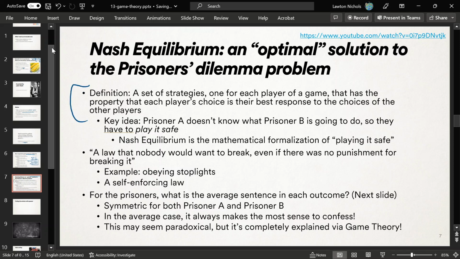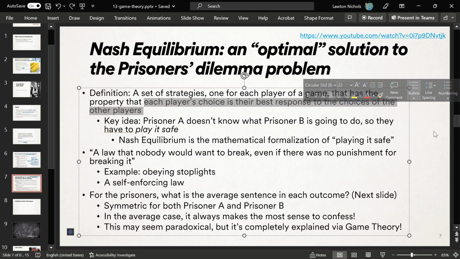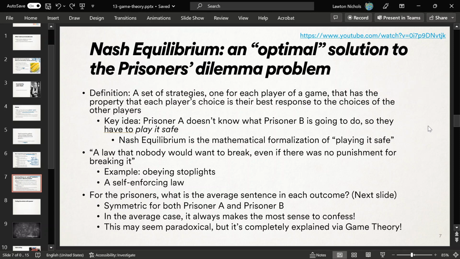Again, it's a very wordy definition. It's a little generic, but that's okay. So what is a Nash equilibrium? It's a set of strategies, one for each player, like it's a way to play the game, that has the property that each player's choice is their best response to the choices of the other players. All right, so like my decision is the best decision regardless of what this other person could do. That's essentially what a Nash equilibrium is. It's the best response to the choices of the other players, which I have no control over.